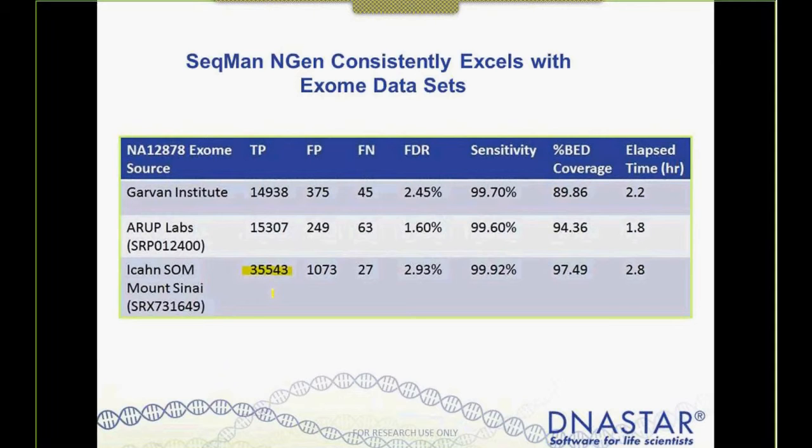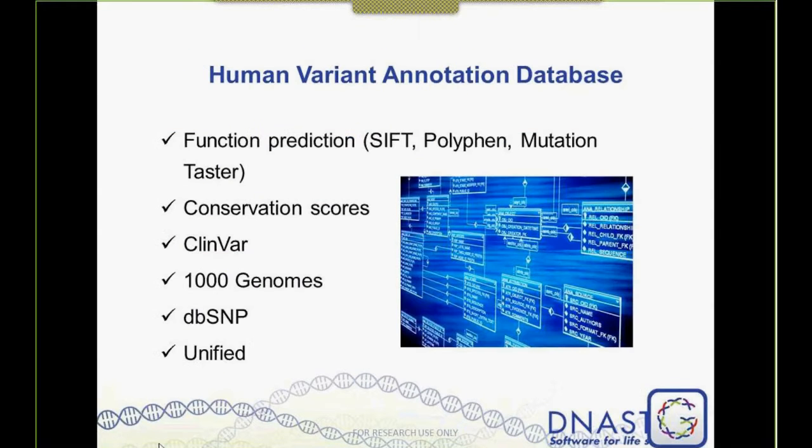And you can see again that the FDRs are in that low 2% range. Sensitivity ranges from 99.9 to 99.7, and about 2 hours. These other exomes are bigger, so close to 3 hours for the Mount Sinai. So we're consistent across exomes. We'll continue to test against other data sets as they're available from the Genome in a Bottle Consortium. So you'll see more and more data sets get added, but it looks very promising that we're producing consistently the lowest false negative rate, the highest sensitivity at the fastest time.